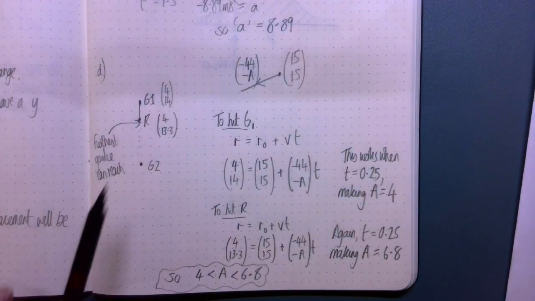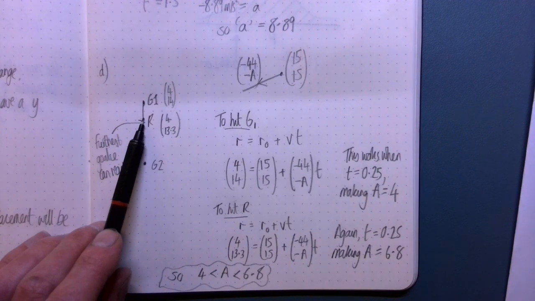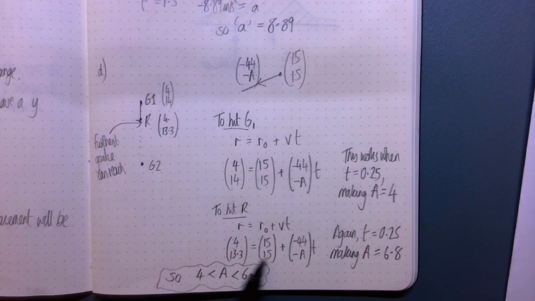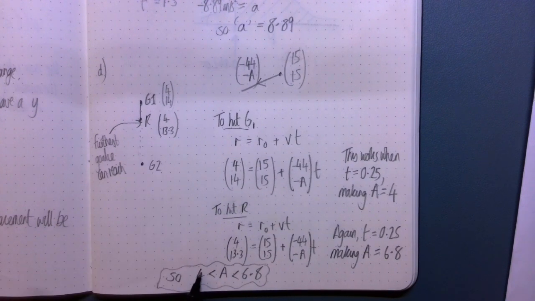I then repeat the process to work out what value of a would make it hit here. So a similar sort of calculation, and that means that any value of a between 4 and 6.8. It can't be equal to 4 because it'll hit the post and won't go in. It can't be equal to 6.8 because this is the furthest she can reach. So it's anything in between that would be a goal.